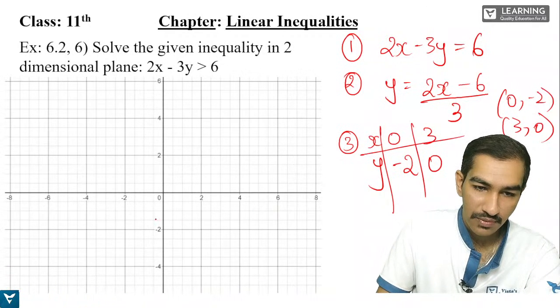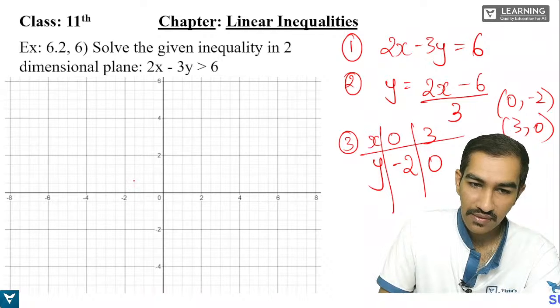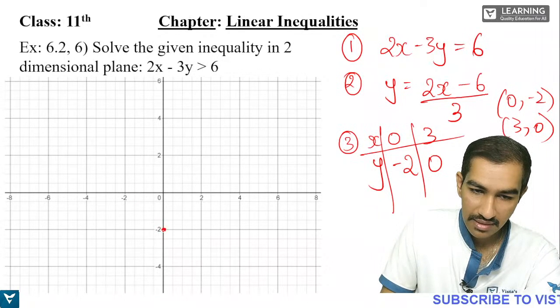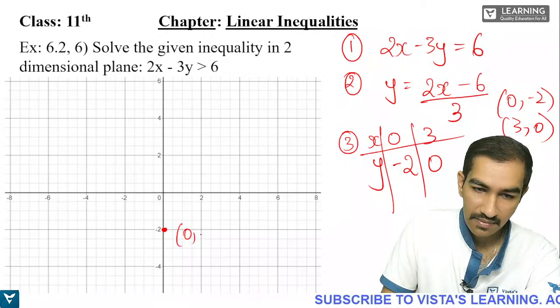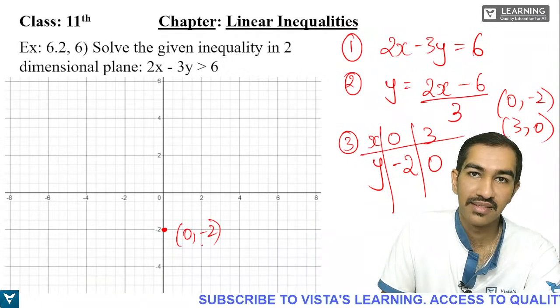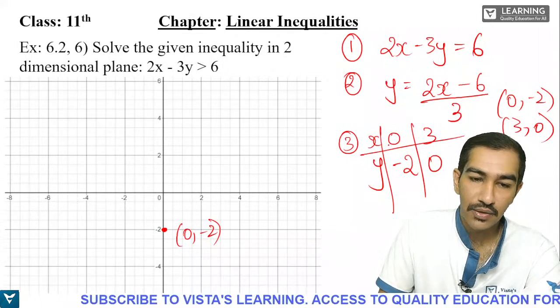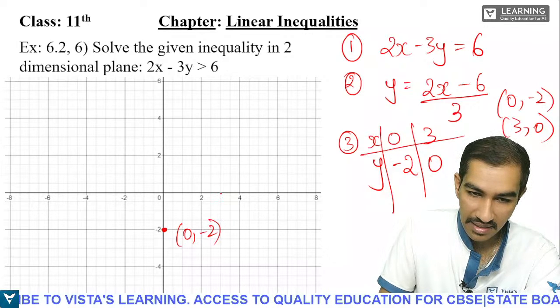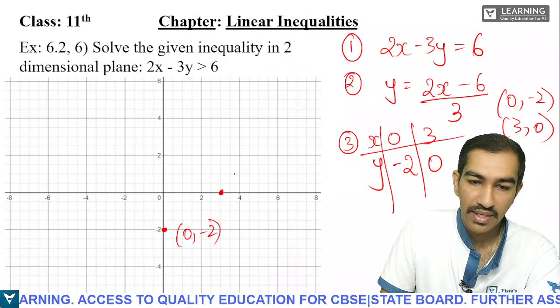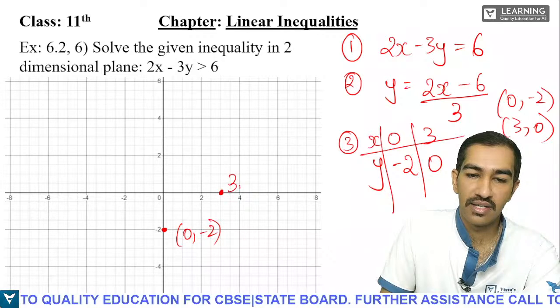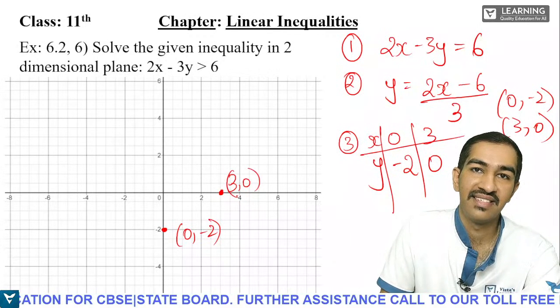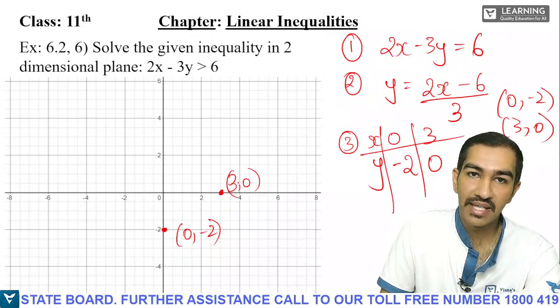0 comma minus 2. So x is 0, y is minus 2. So that will come here. So this is 0 comma minus 2. Now the next point 3 comma 0, x is 3. So 3 is coming here, right? x is 3 and y is 0. So this point we will call 3 comma 0. 2 points we got from the given inequality.